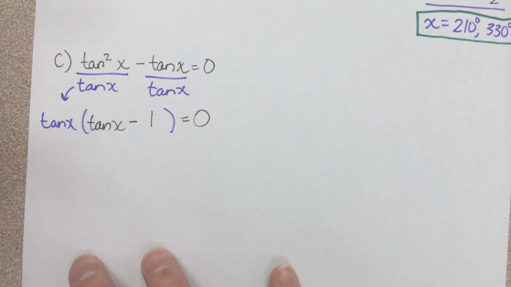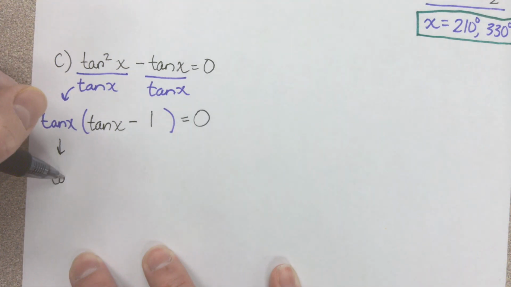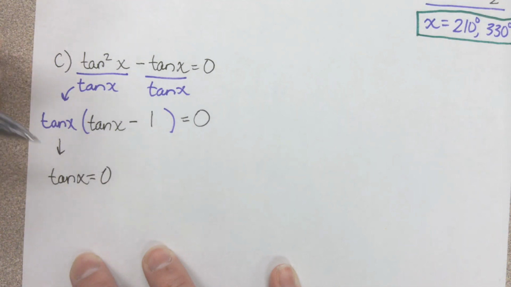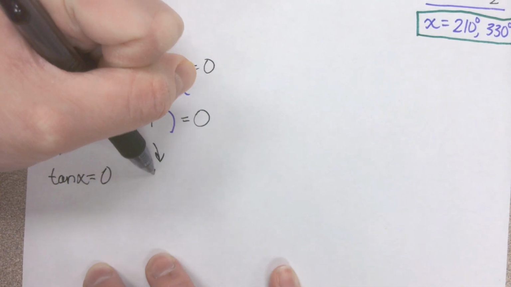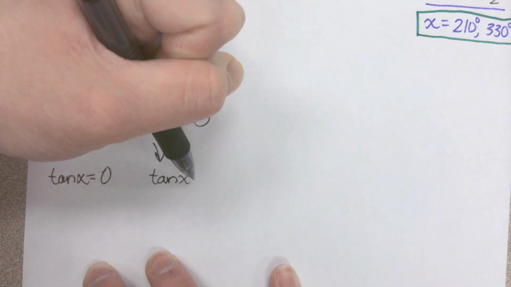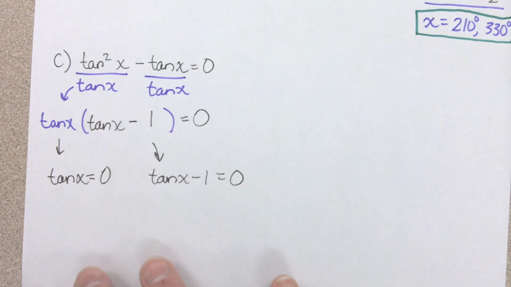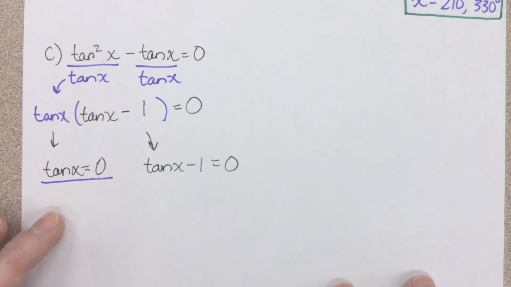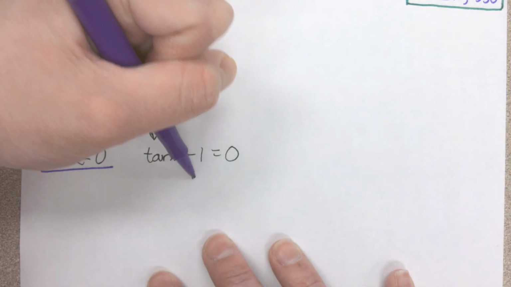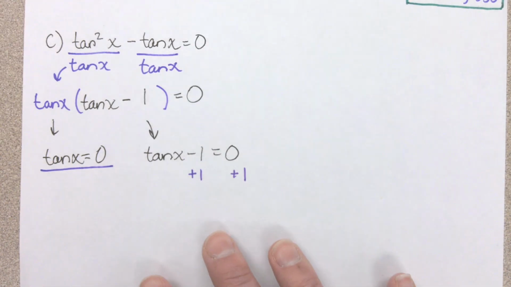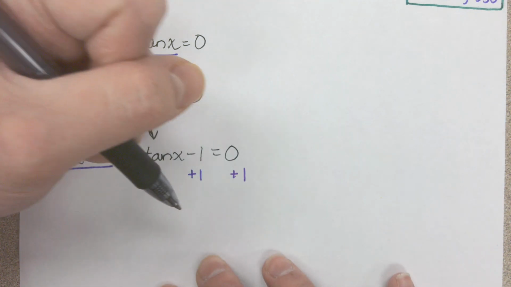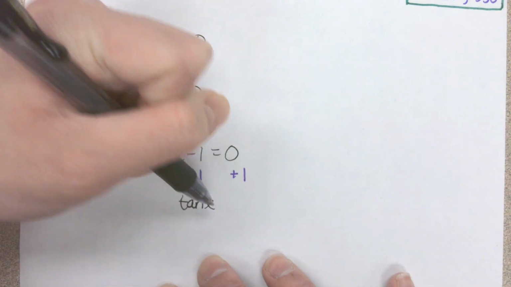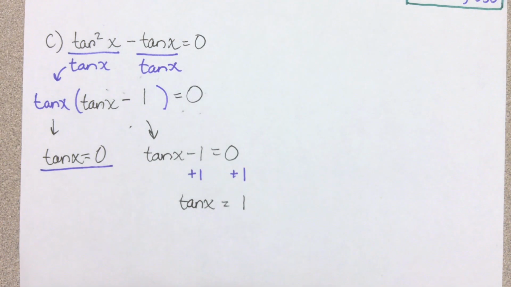We can split it up. Tangent of x is equal to 0. Tangent of x minus 1 is equal to 0. We'll solve both of those. Left equation's already solved for the time being. Right equation, we'll just have to add 1. Tangent of x is equal to 1.